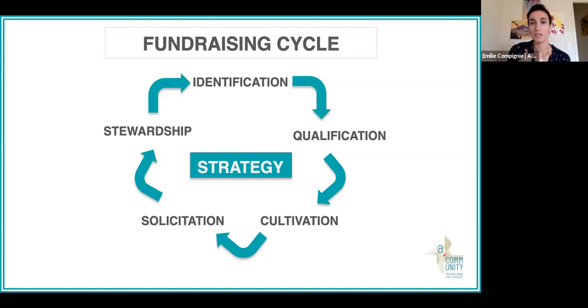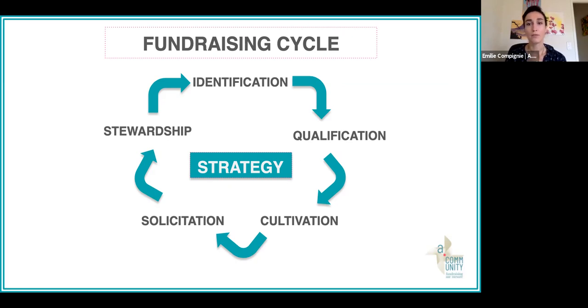Identification is about researching all the potential donors from various sources. So it's where you're looking at basically everything, every type of organization, whether they're foundations, companies, or international organizations, government, individuals, so all these different sources.